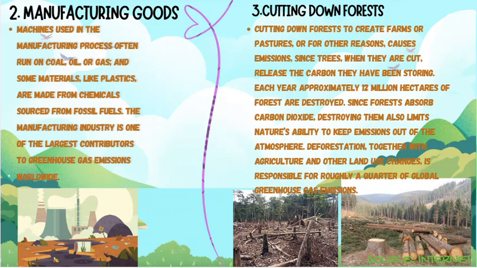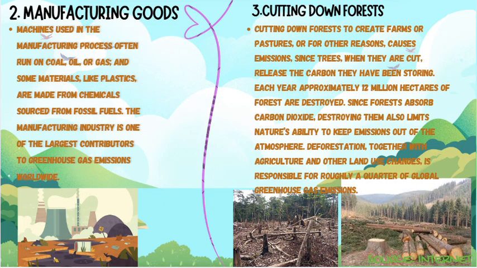And the next one is cutting down forests. Cutting down forests to create farms or pastures or for other reasons causes emissions since trees, when they are cut, release the carbon they have been storing.